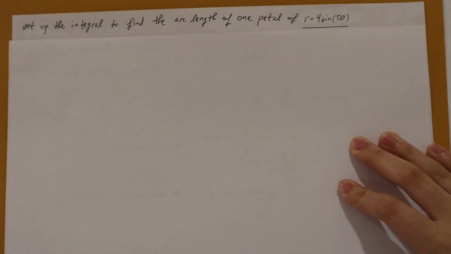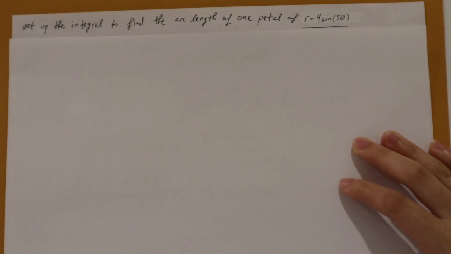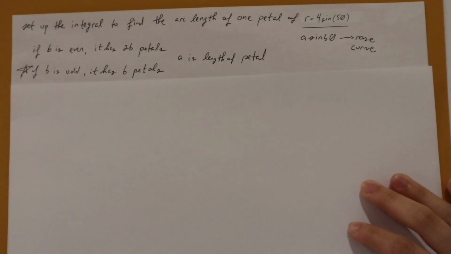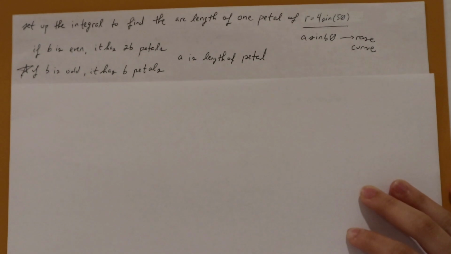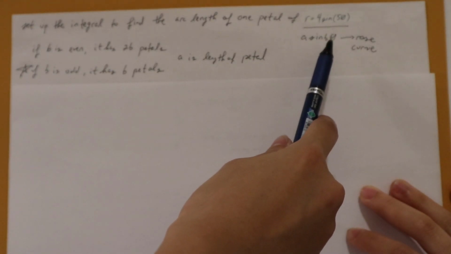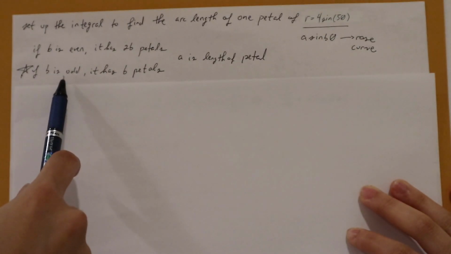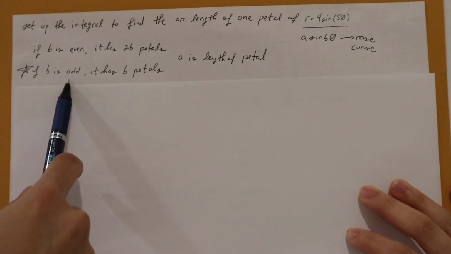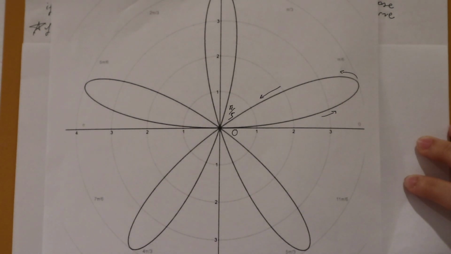The second question asks for us to set up the integral to find the arc length of one petal of the polar graph r equals 4 sine 5 theta. First, let's graph it. It is not necessary to be accurate for this problem. Equations in the form a sine b theta are rose curves. The a value, or 4, is the length of the petals, and the b value, or 5, determines the number of petals. Because 5 is an odd number, we know that the rose has 5 petals. The graph should look something like this.